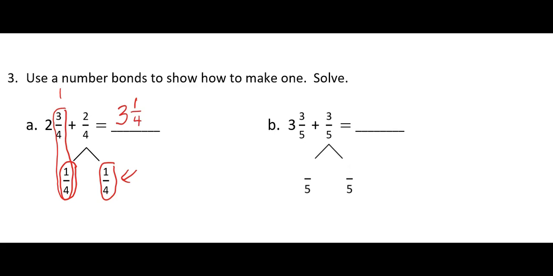If I look at problem B, I'm adding 3 3/5 plus another 3/5. Well, if I'm at 3/5, it's going to take 2 more fifths to make a whole, since it takes 5/5 in all. So I'm going to decompose the 3/5 into 2/5 and 1/5. That way I can combine the 3/5 and the 2/5 to make a whole. Now I have 4 wholes in all, and I have 1/5 left over. 3 3/5 plus 3/5 equals 4 1/5.